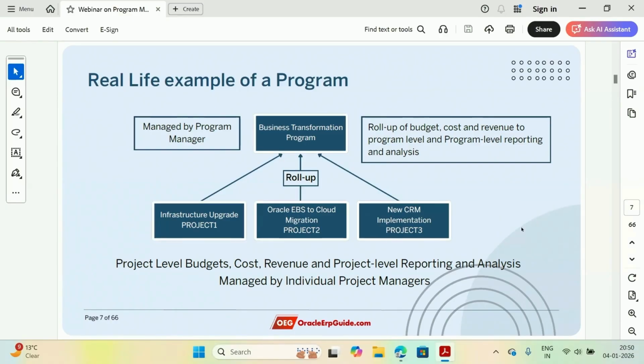Okay. I hope I am clear on the basic concept of a program and the distinction between a project and a program.